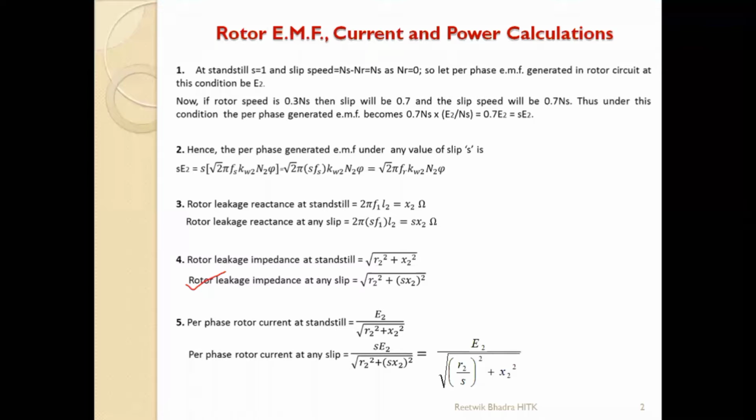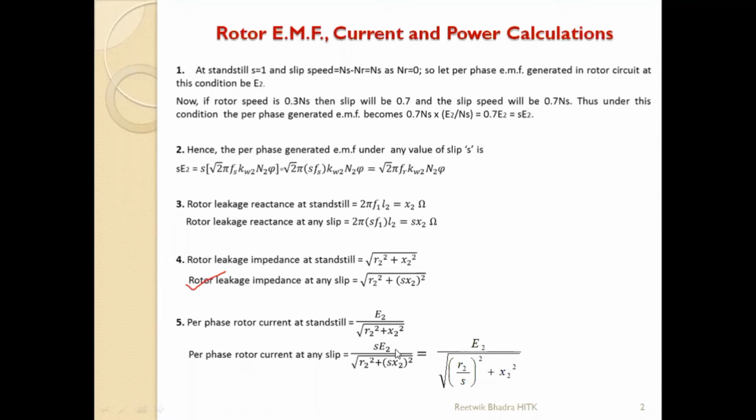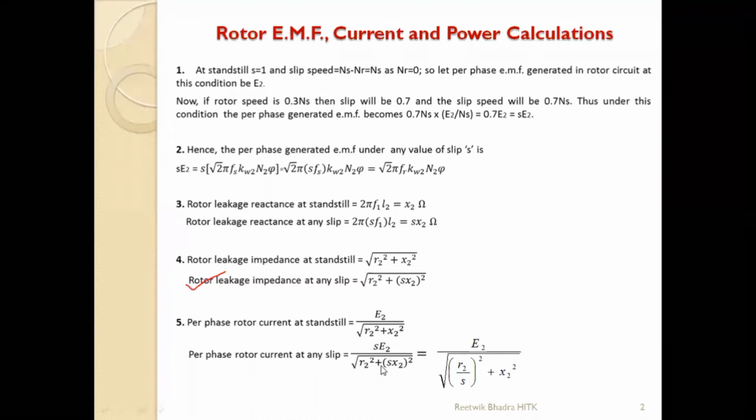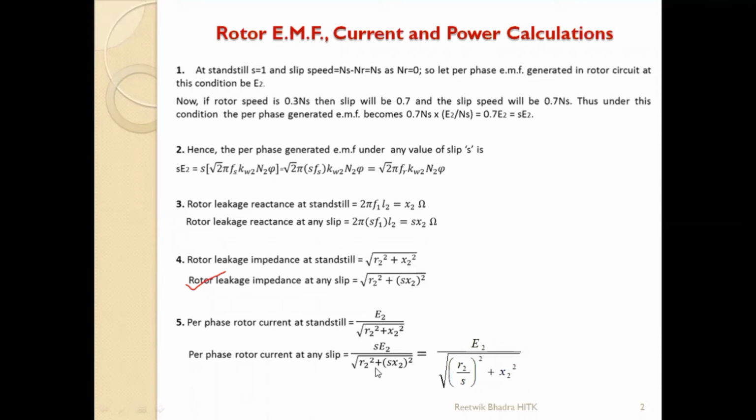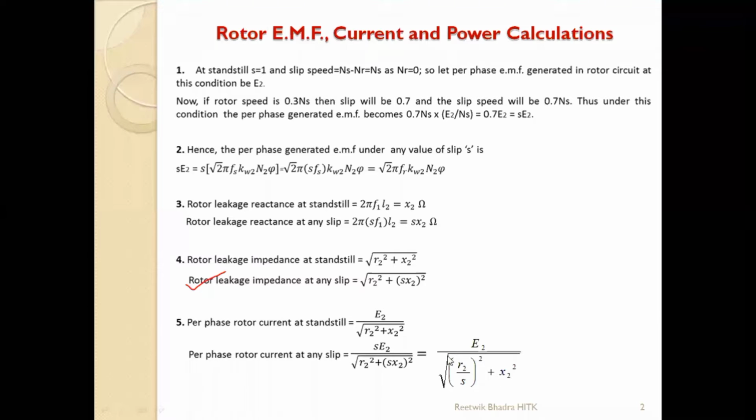Next, per phase rotor current at any slip. What is the EMF at any slip from point number 1? SE2. So EMF becomes SE2. Now next, what is my impedance from point number 4? R2 square plus SX2 square. Substituting it over here. Then we are slightly modifying the equations.